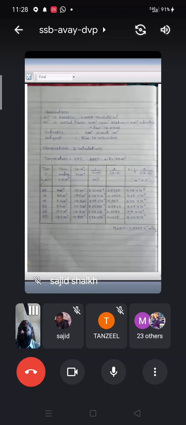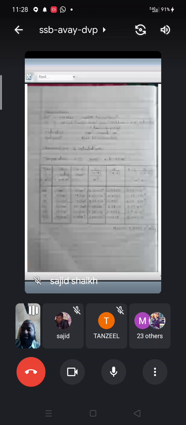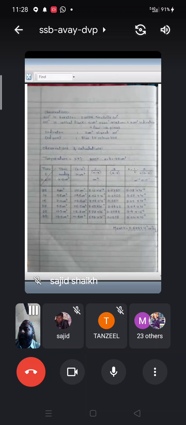Time 5, 10, 15, 20, 25 and 30. Burette reading, or say titer reading X in cm cube, that you will note. Once you have written cm cube in the main table above, it is not necessary to write the cm cube with each reading. Then a minus x you can calculate, then 1 upon a minus x, then x upon a minus x we can calculate, and from that we can calculate the k.